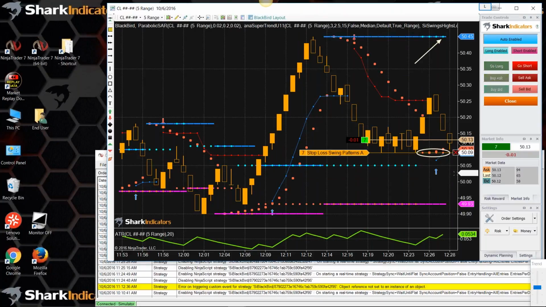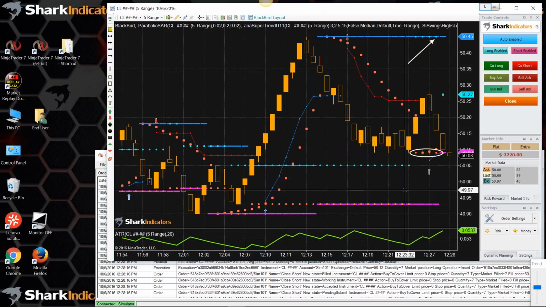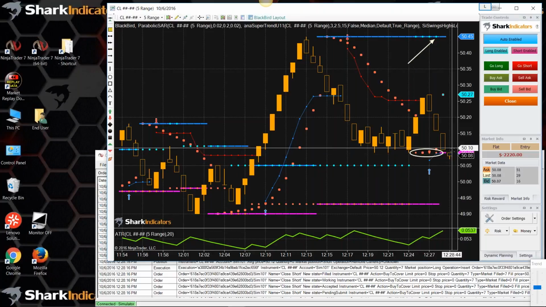So let's take a long trade. There you go. Our stop loss is sitting right there, right where the reddish dots are. Yep, and we got taken out. So now if we tried to place a trade now, it would be invalid because price has currently moved below our most recent swing point. So if I try to go long, and do that again.